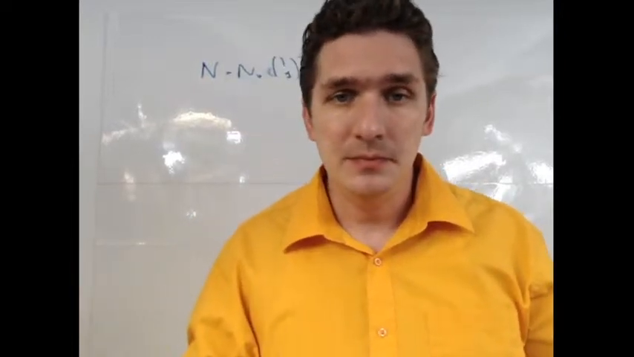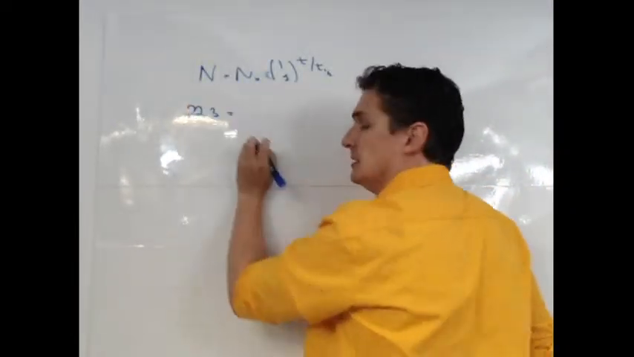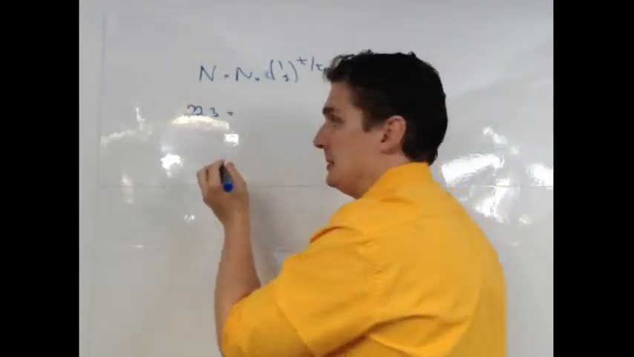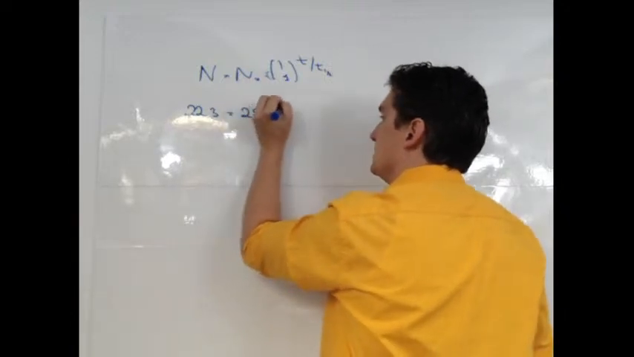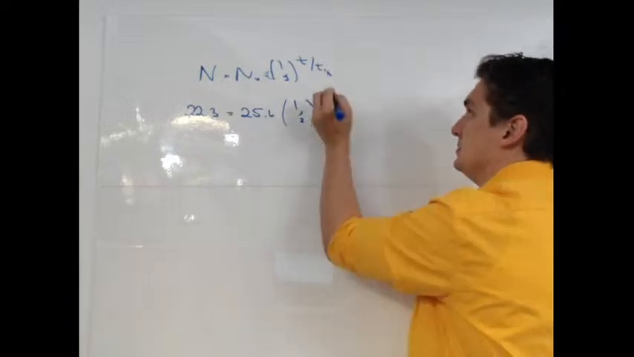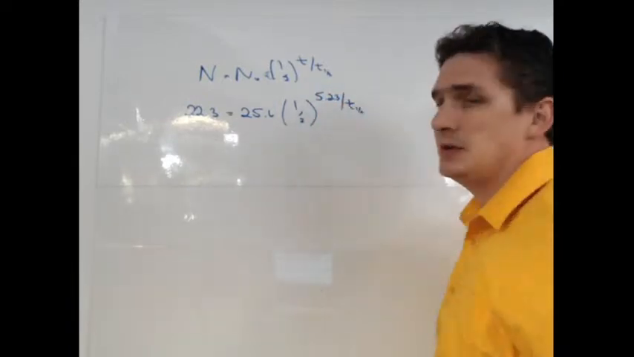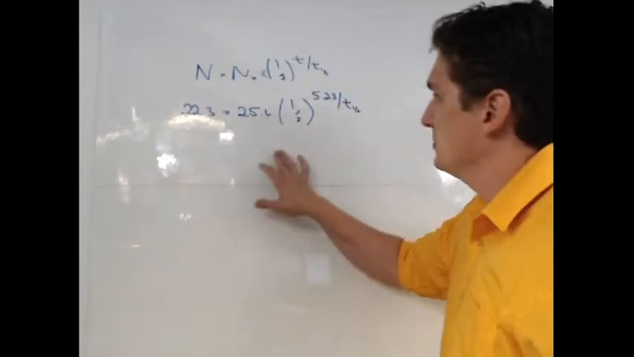So, in this problem, sorry, I gotta bring it back up. We finished with 22.3 grams. We start with 25.6 grams, and the time it took to make this happen was 5.23 seconds. So now we want to figure out what the actual half-life is. So to do this, we're going to move things over.